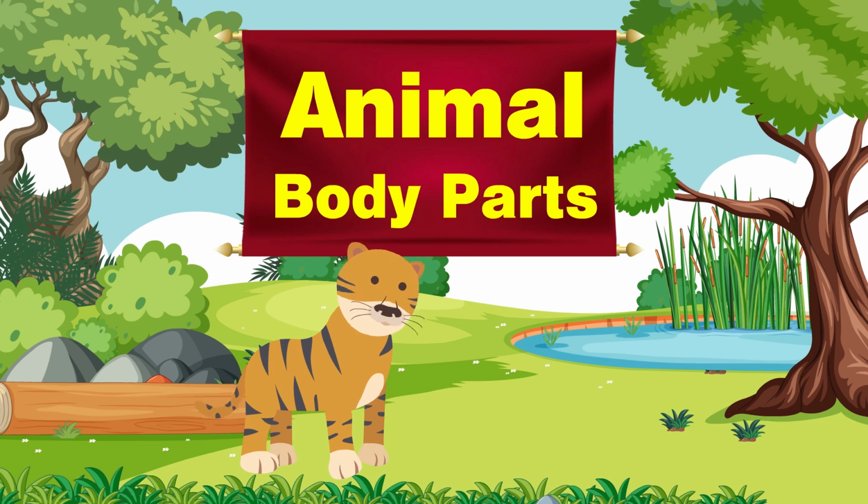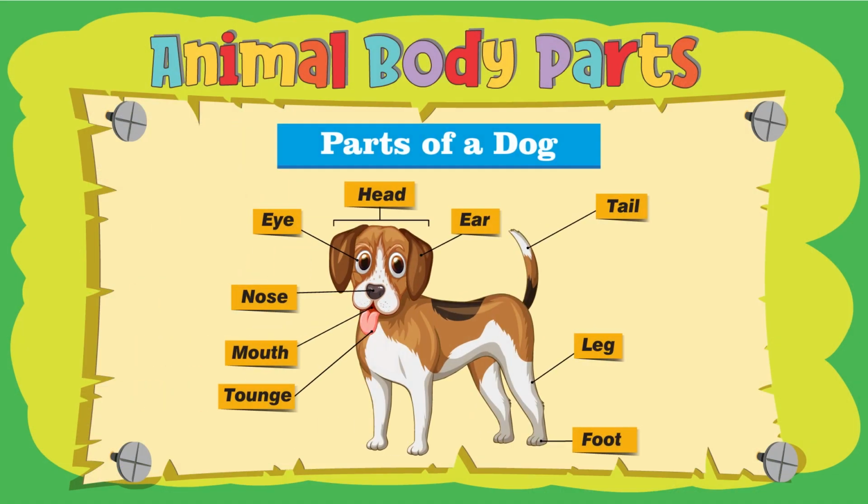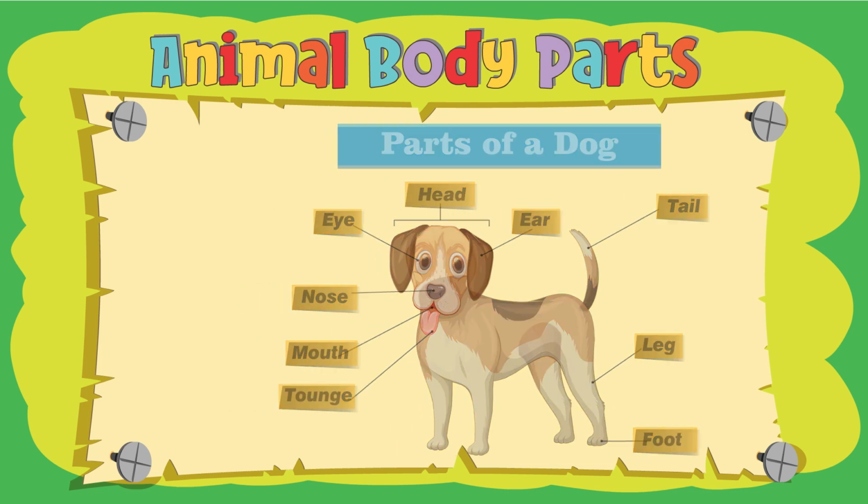Body parts. Parts of a dog. A dog has a head, ears, eyes, a nose, a mouth, a tongue, feet, legs, and a tail.